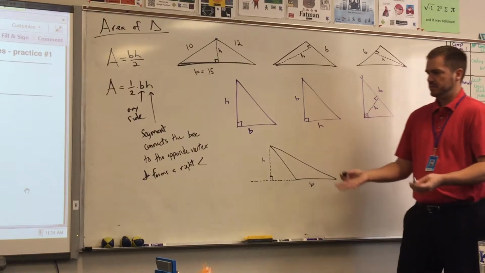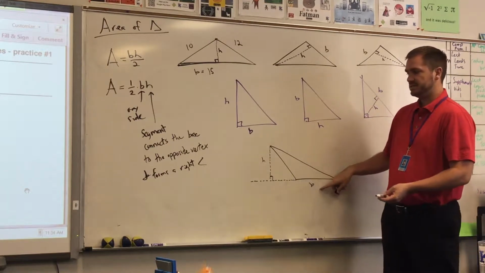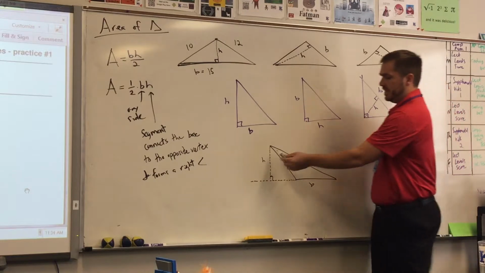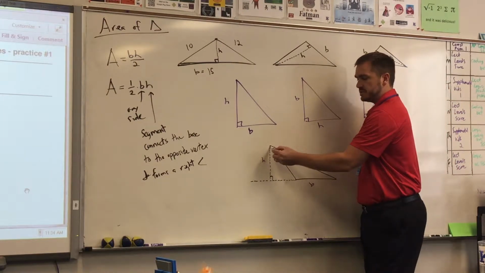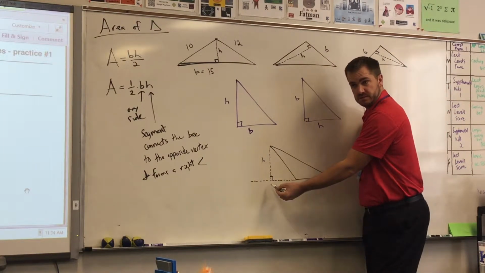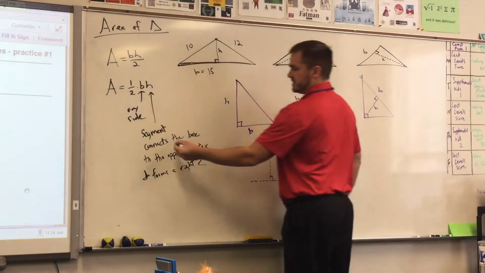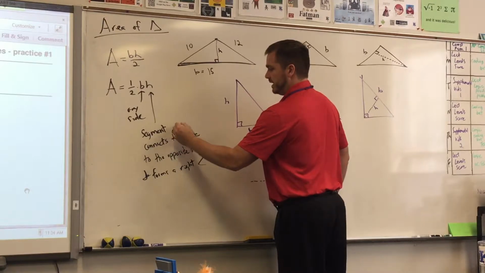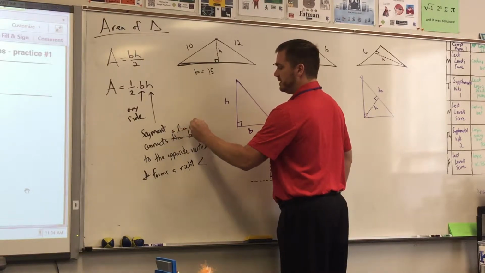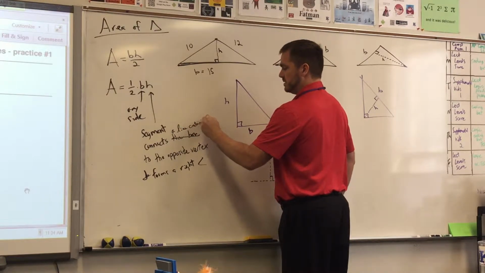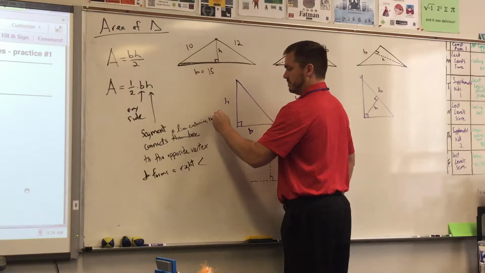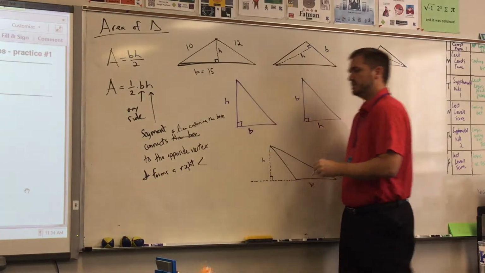However, that picture of the height does not match our definition. Our definition says the segment which connects the base to the opposite vertex, and this segment connects the vertex but not to the base. You see what I'm saying? So we have to go back and modify our definition. We have to say connects a line containing the base to the opposite vertex.